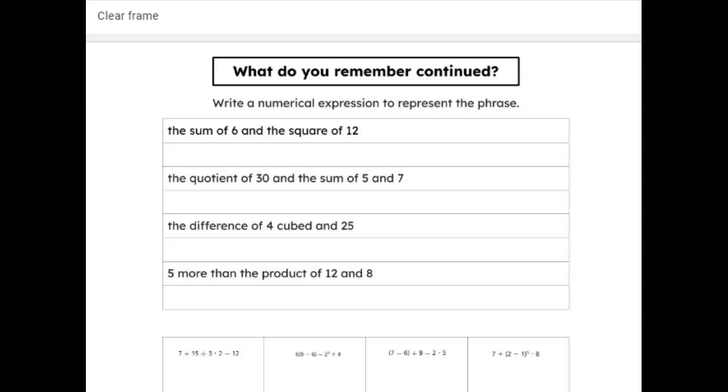And let's look at the first one. The sum of 6 and the square of 12. Sum means we're adding. So we're adding 6 and 12 together, but 12 has the little 2, which is the square on it.